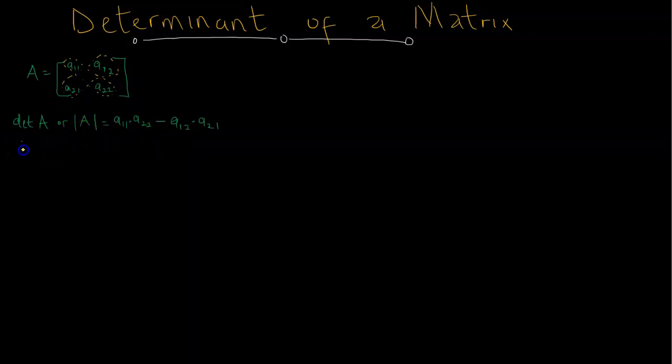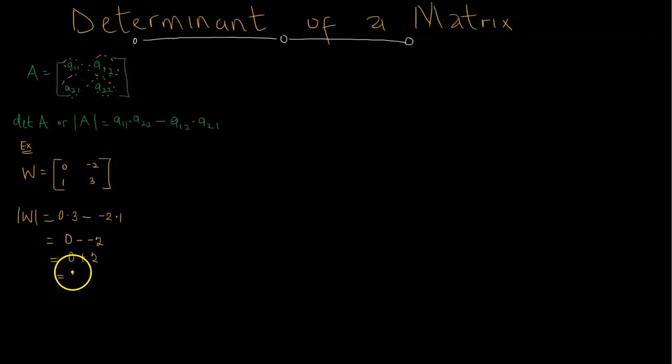Let's take a quick example. For example, if we have a matrix W having these elements 0, -2, 1, 3. So the determinant of W is just going to be 0 times 3 minus -2 times 1. So this is going to be equal to 0 times 3 is 0 minus -2 times 1 is -2. So negative is positive. So we have the determinants of W as positive 2.